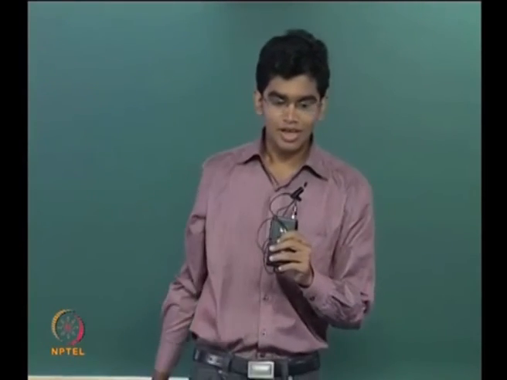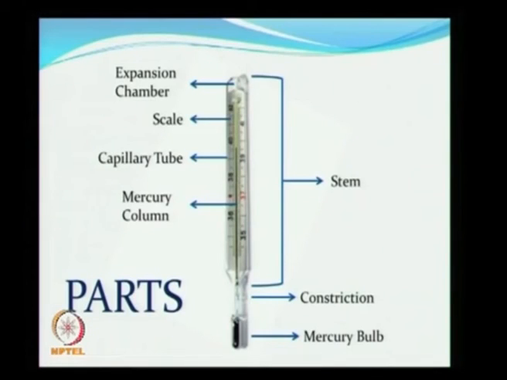BT10B050. It is my pleasure to speak to you today on clinical thermometers. A clinical thermometer is used to measure body temperature. It consists of a mercury bulb and a stem which contains the capillary tube. There is a constriction above the mercury bulb.